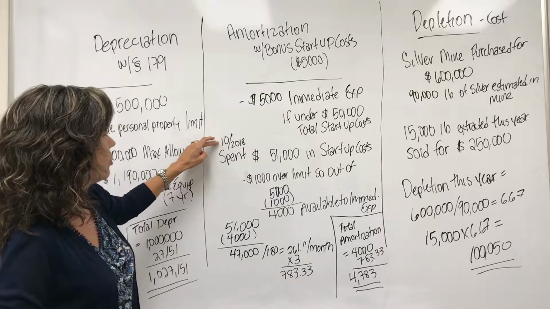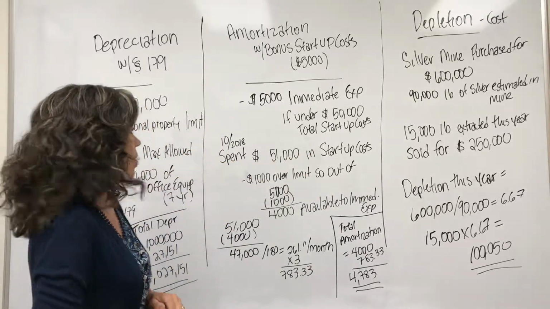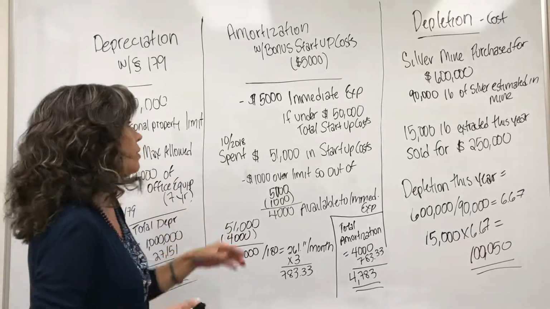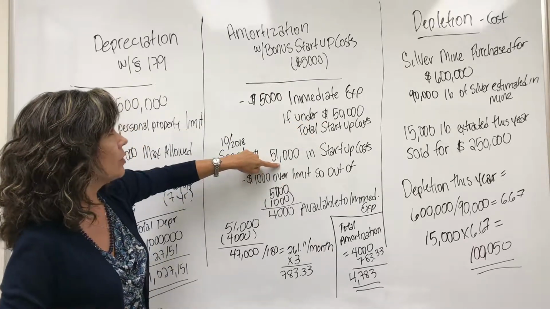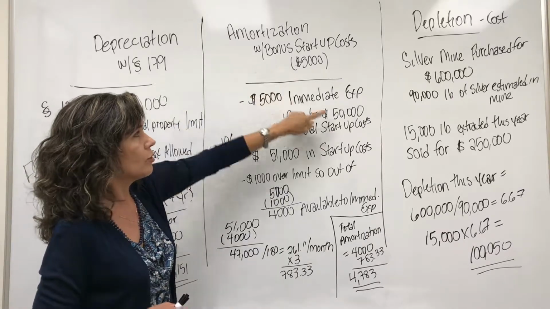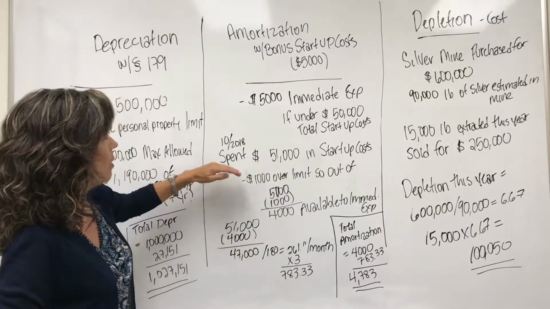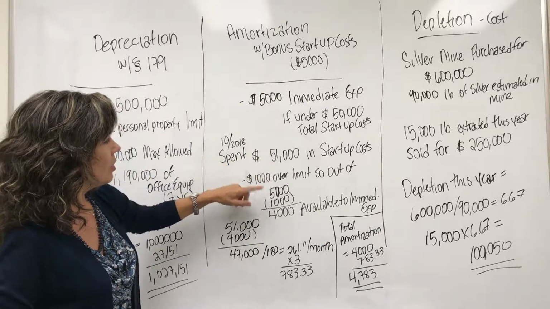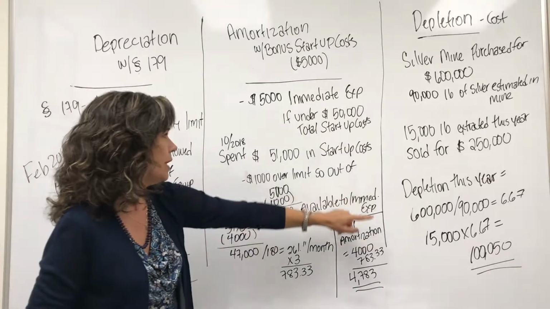So in October of 2018, I spent $51,000 in startup costs. All right, so how much am I able, what's going to be the total amortization allowed? So I spent over the limit, as you can see, by $1,000. So out of that $5,000, I have to reduce it dollar for dollar that I'm over the $50,000. So if you look at that, I am over $1,000, so my immediate expense is reduced to $4,000. That's available for immediate expense.